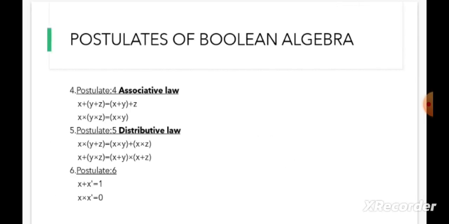And there is the associative law, and from the first equation of the associative law, we can understand that even if we change the brackets, the value doesn't change. And in the same way in the distributive law also, when we open the brackets, it doesn't change the values. And then there's postulate 6, which states that x plus x dash equals 1.